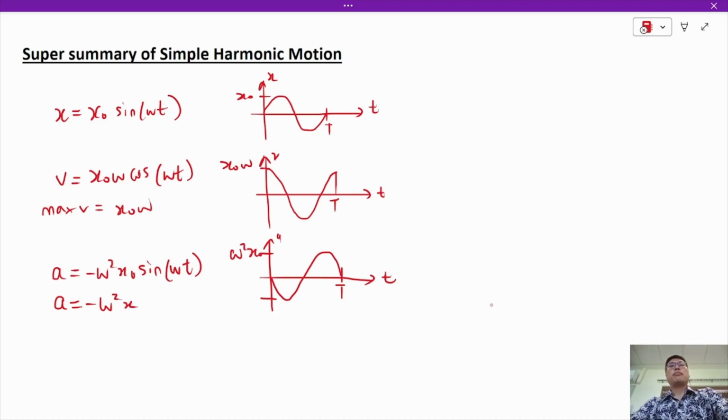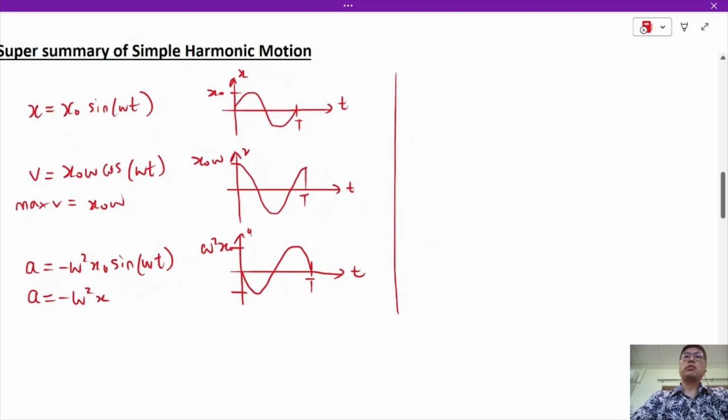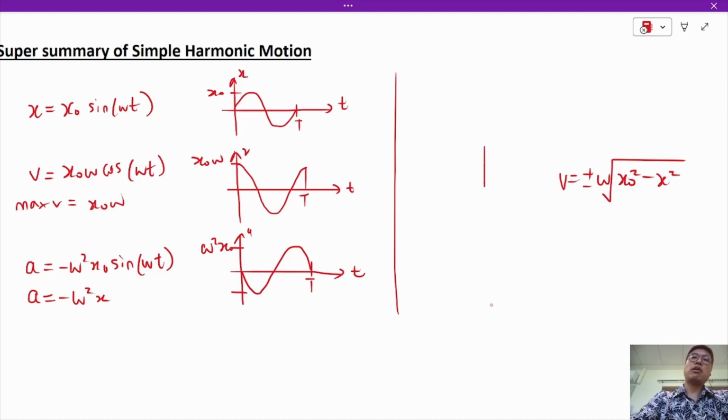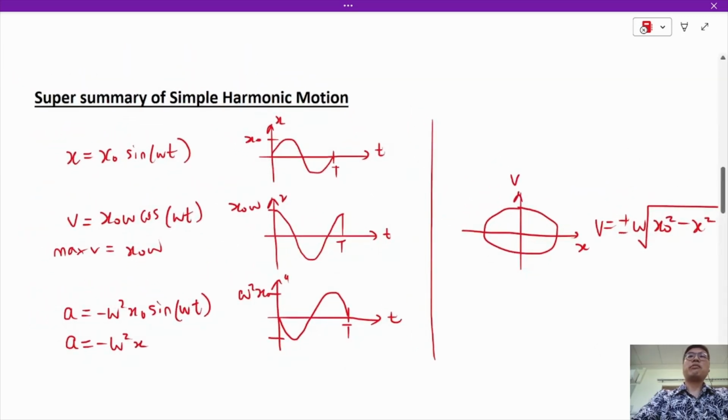Okay, now, what about in terms of the displacement? What about velocity with displacement? So we have this equation, v equals plus or minus omega times the square root of x naught squared minus x squared. Now this is the graph of an ellipse. Okay, this is the graph of an ellipse. So the velocity with displacement graph looks like a circle. But don't be afraid. I'm going to show you how this graph is obtained.